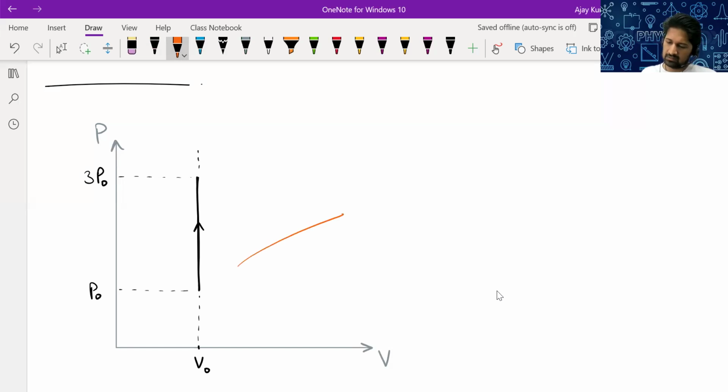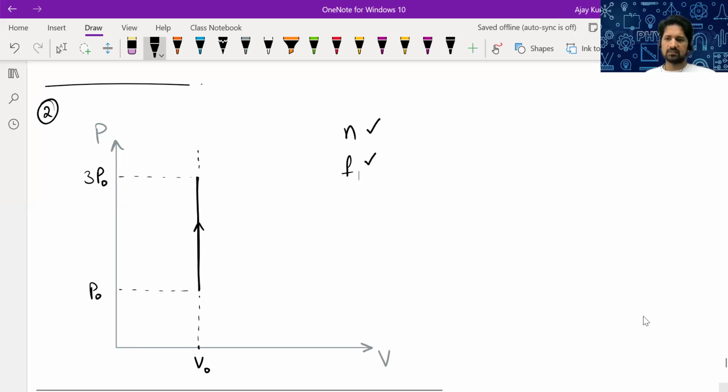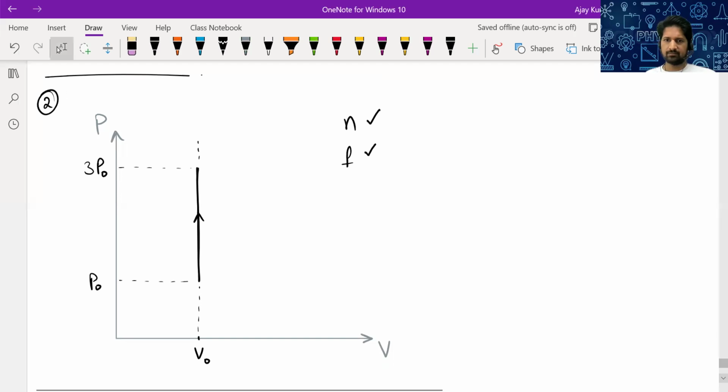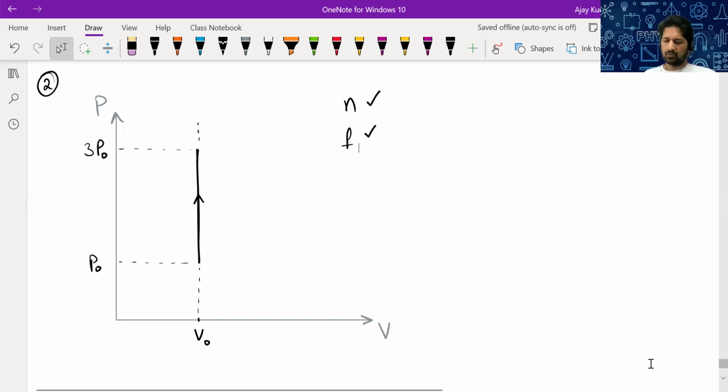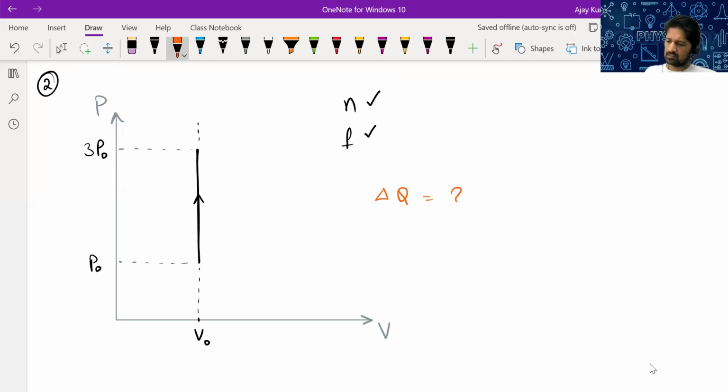See, had the graph been like this, there would have been some area under it. But since the graph is a vertical straight line, you won't have any area between the graph and the horizontal axis. So since there's no area, you can say work done is 0. Okay, we know that anyway. In an isochoric process, work done is 0. So suppose there are n moles, n is given to you, and degrees of freedom F is also given to you. And this is the process. Pressure is increased from P naught to 3 P naught. Derive an expression for heat supplied in this step.